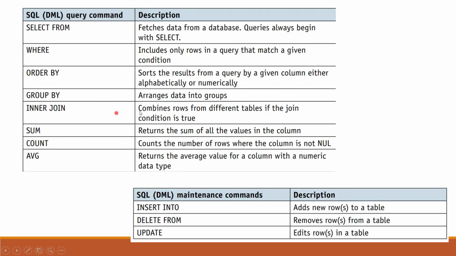Inner join combines rows from different tables if the join condition is true. This means that we will read two tables. Sum returns the sum of all the values in the column. Count counts the number of rows where the column is not null. Average returns the average of a column with a numeric data type.